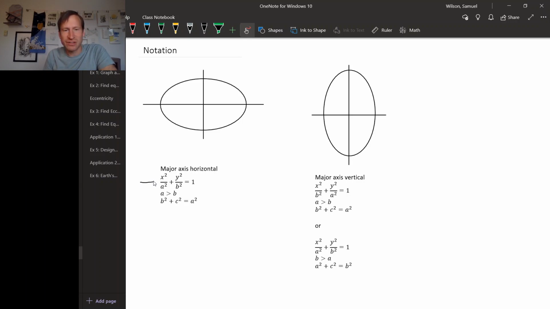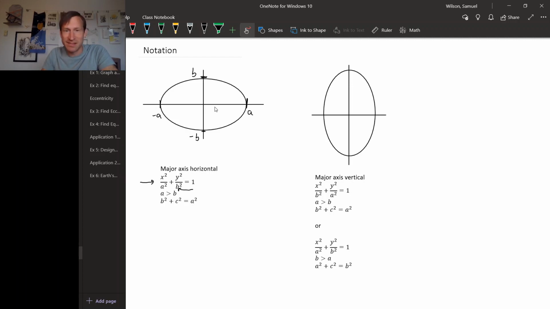Most sources write the equation like this: x squared over a squared plus y squared over b squared equals 1. And in this setup, that means that this right-hand vertex is at plus a on the x-axis, and this left-hand vertex is at minus a. B is the semi-minor axis, so this top point is at plus b on the y-axis, and this bottom point is at minus b.